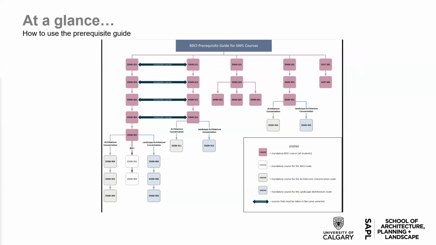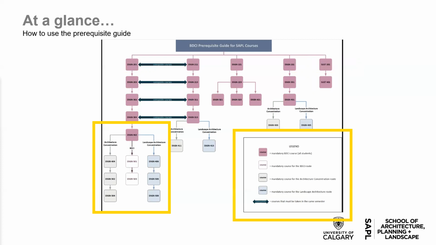Depending on which BDCI program pathway you take, your prerequisite courses branch off to match the courses needed in that pathway. You can use a legend to also help you determine whether or not a certain course is relevant to your degree pathway.